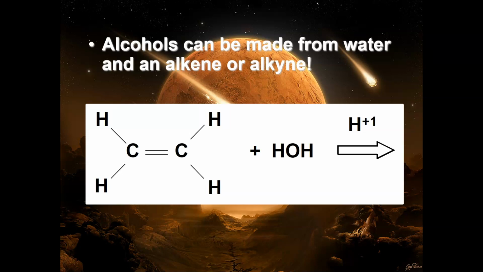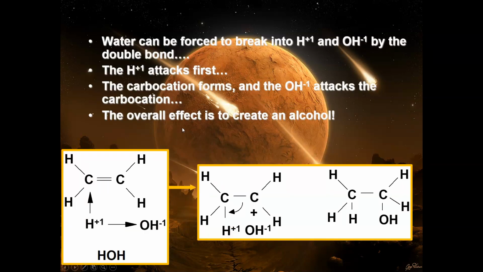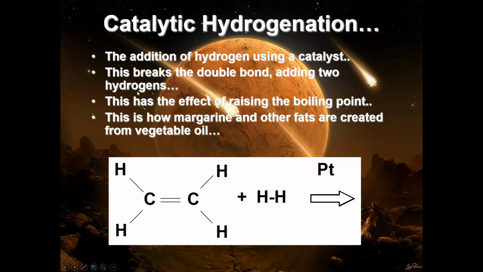So when we are working with alcohols, alcohols are going to be made from water and an alkene or an alkyne. So we can break that water into the hydrogen ion and the hydroxide using that double bond. So the hydrogen ion is going to attack first, the carbocation forms, the hydroxide ion is then going to attack that carbocation. And so that overall effect is we are going to end up with an alcohol. So what else could we use?